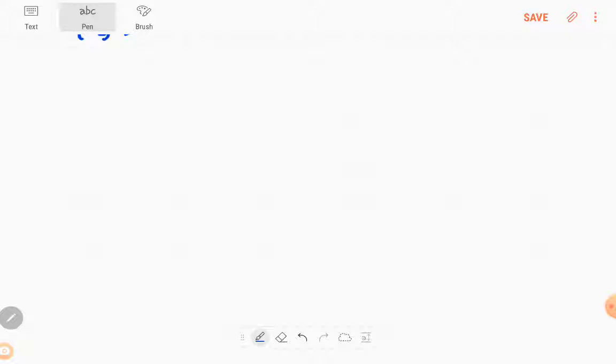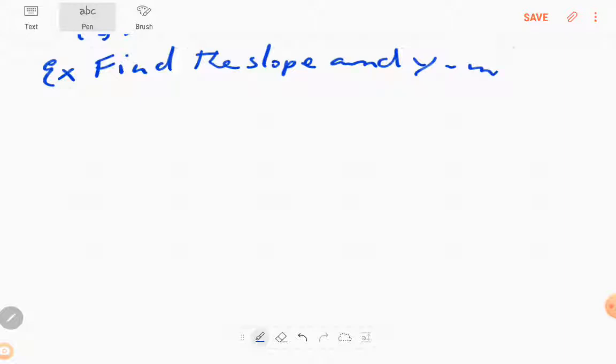So we could say, find, for example, the slope and y-intercept of y equal to 4x plus 5.